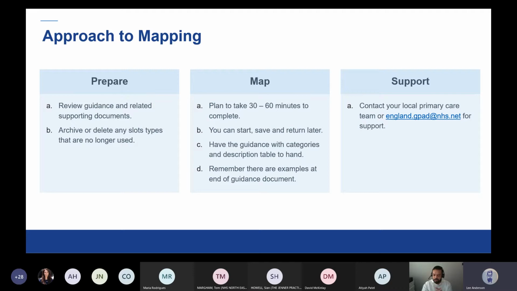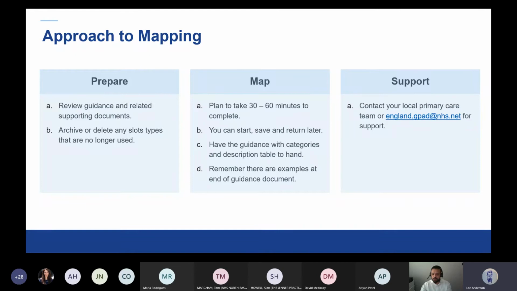In terms of the mapping, it will probably take you between 30 to 60 minutes. 30 minutes is probably a more realistic timing. It gives you the opportunity to start, save and return later, so you don't have to do it all in one go. What practice managers have fed back and said they found useful was having the guidance document with the national categories table loaded up onto a second screen or printed out, to follow through and check as they're doing the mapping. Within the national categories table, there are actually examples of slot types mapping to the national categories, which will help you if you get stuck. There's more examples at the end of the guidance document as well. So those things should help you.